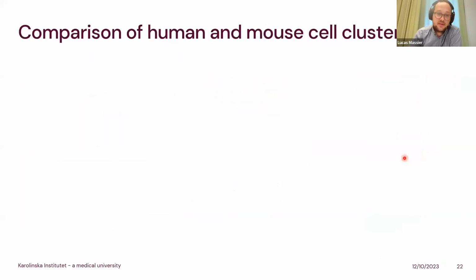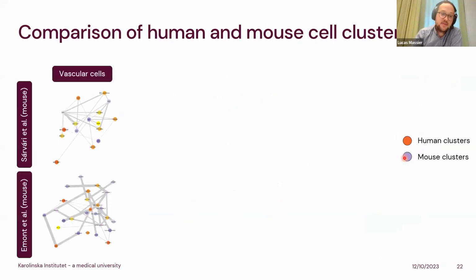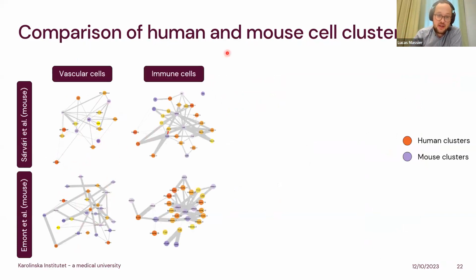And so this is my last slide, just to compare the human clusters to the mouse data, and it was just done for the sake of this talk. So there are no fancy figures, but similar networks, as I showed before, just comparing marker genes in a similarity index between the human datasets and the mouse datasets. And we see that there's a high overlap for vascular cells and immune cells.